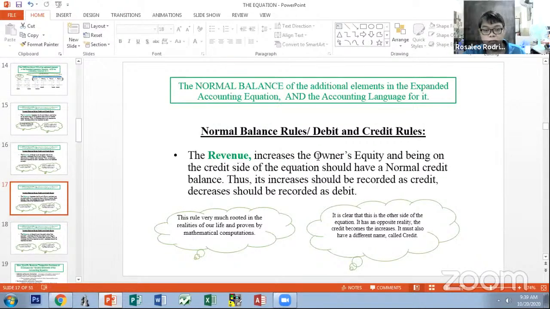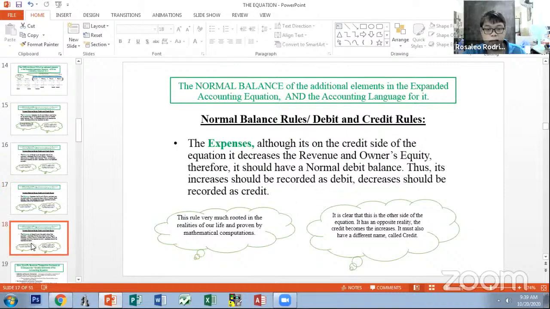Then the revenue. The revenue increases the owner's equity, and being on the credit side of the equation should have a normal credit balance. Thus, its increases should be recorded as credit. Next, expenses. Although it's on the credit side of the equation, it decreases the revenue and owner's equity. Therefore, it should have a normal debit balance, having that process of subtraction. Thus, its increases should be recorded as debit, decreases should be recorded as credit.